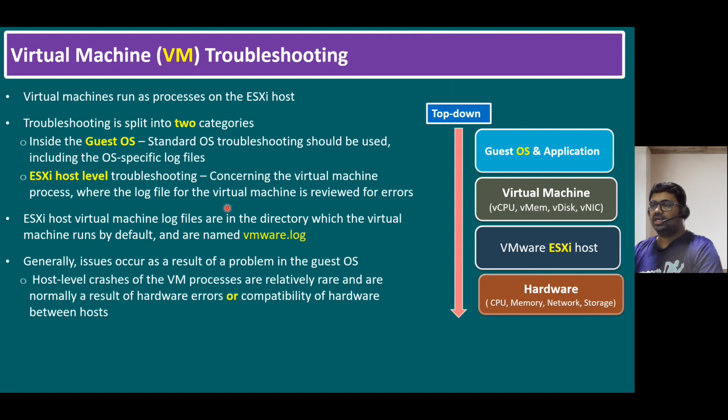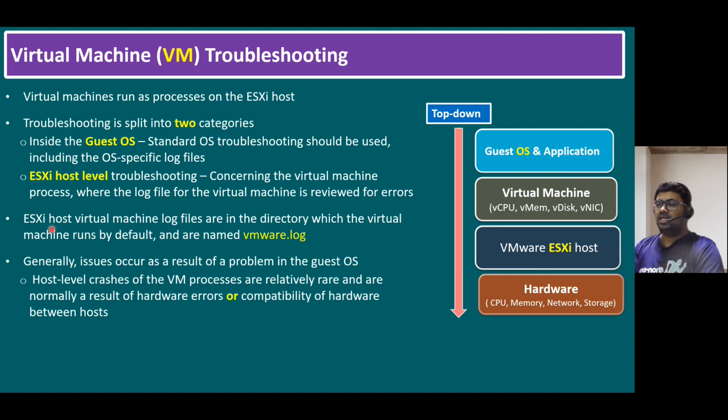You can verify whether there are any warning messages or error messages. If there are no warnings and errors, then we can verify the performance: what is the current virtual machine CPU usage, memory usage, disk and network related usage. If you notice any abnormality, accordingly we can start the troubleshooting. That is one method of starting the troubleshooting.